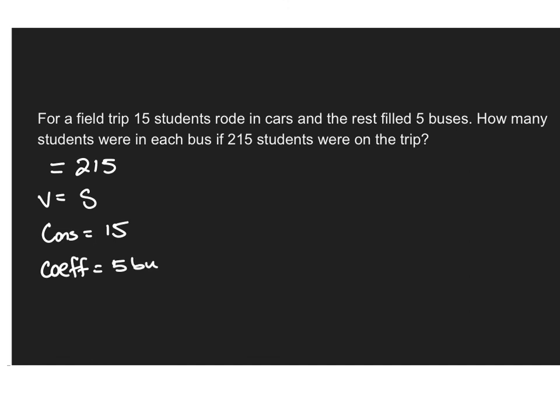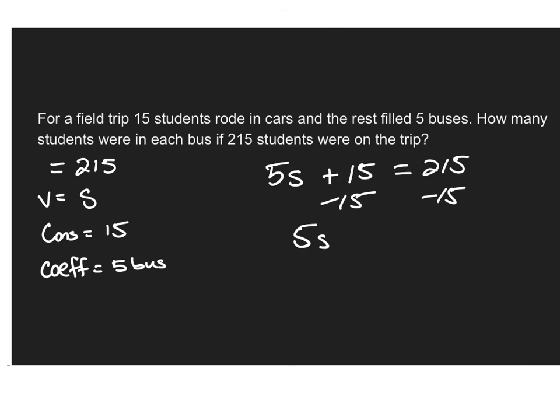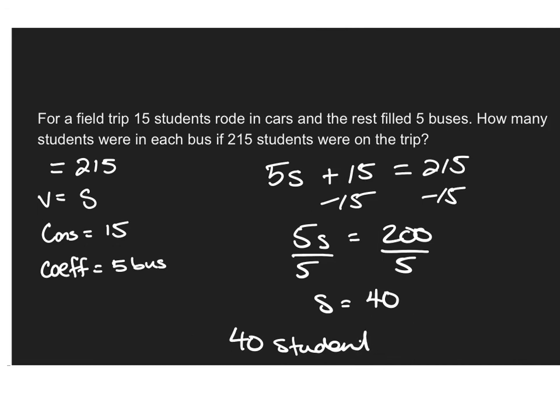Okay, so we can build our equation. So 5 buses times the number of students plus those 15 that were traveling by themselves is equal to 215. And then you can solve your question. So there's 40 students per bus.